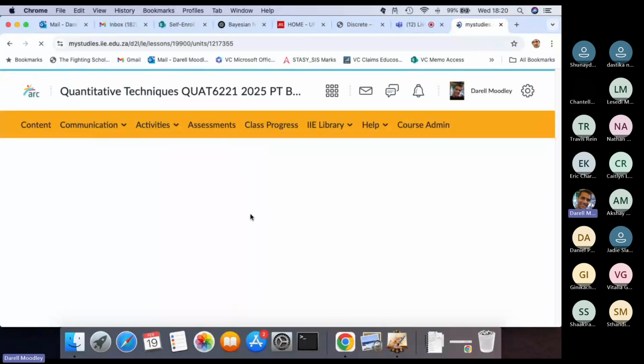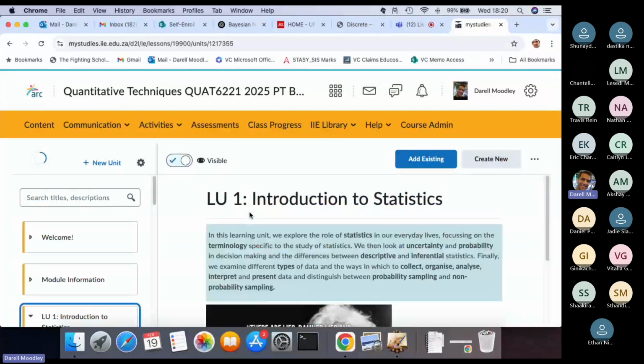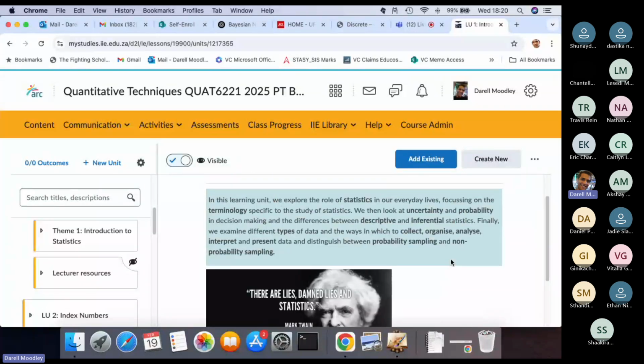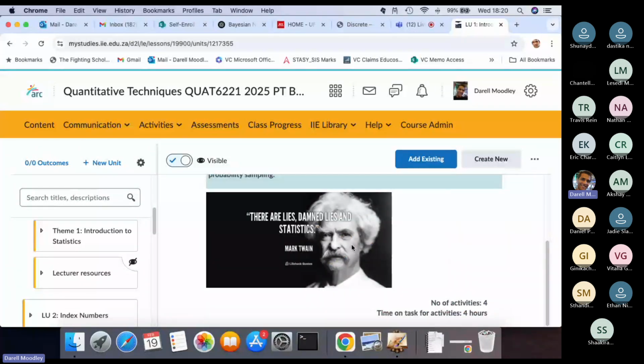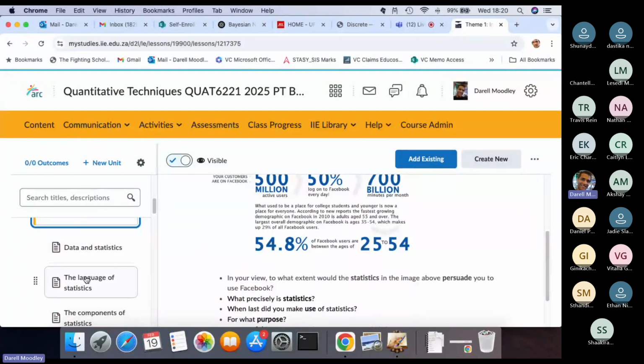I do encourage you to look through the online material. Don't just look through your textbook. Actually look through this first before you go to your textbook. When you click on it, you'll see all these activities, etc. If you click here on the left, you get all these different sections under theme 1.